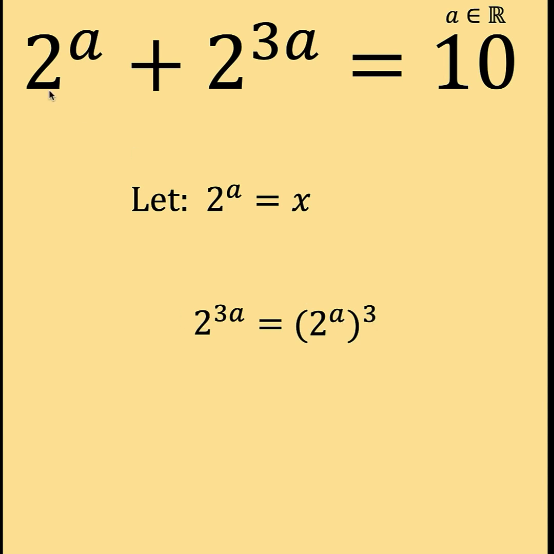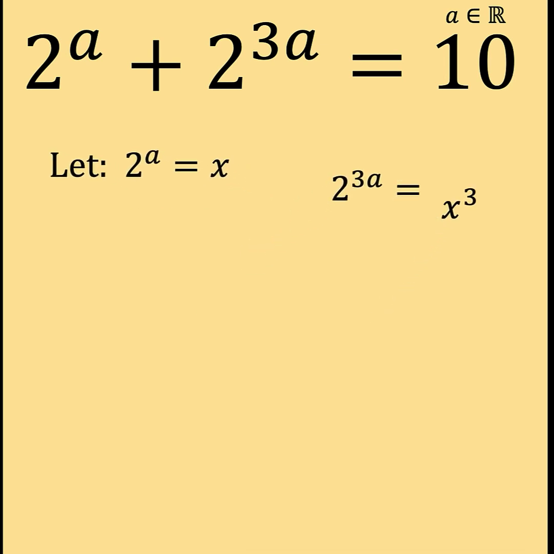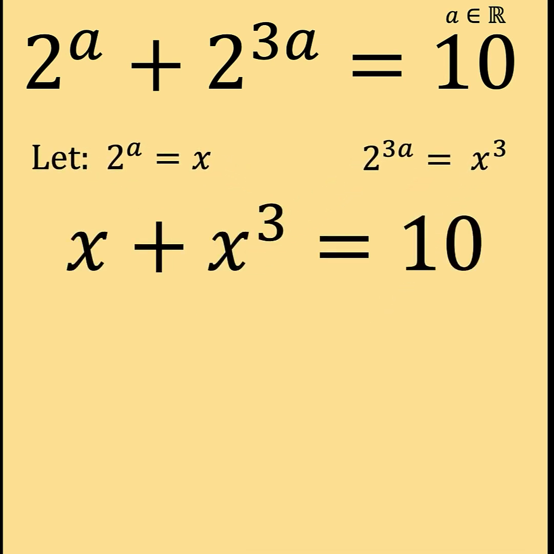So the first term, 2 raised to a, is now x. The second term, 2 raised to 3a, is therefore equal to x cubed, because 2 raised to a is equal to x, and we just copy the exponent 3. With this as our substitution, we can now rewrite the original given equation as x plus x cubed equals 10, where x is equal to 2 raised to a, and x cubed is equal to 2 raised to 3a.